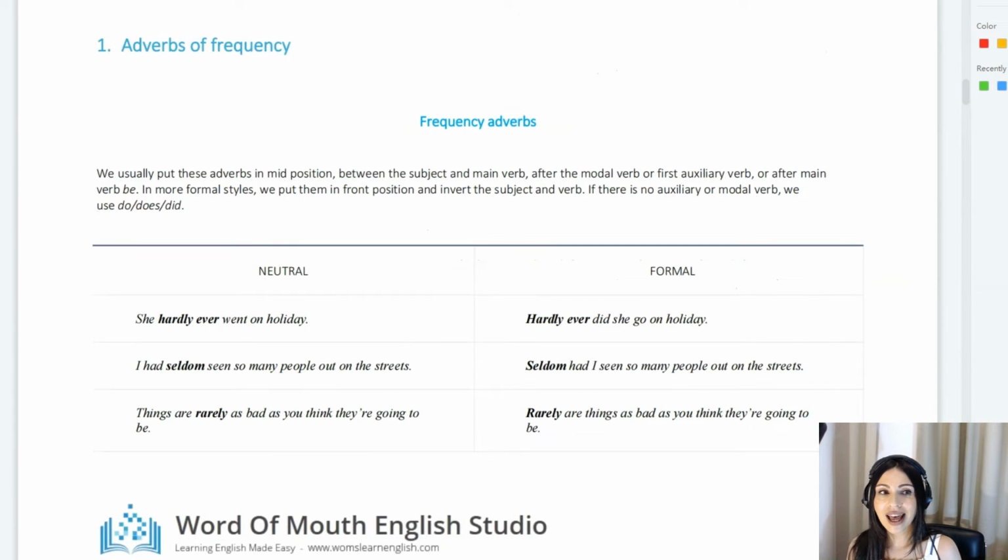Let's have a look at all these adverbs in detail. To start off with, let's go for adverbs of frequency. We usually learn these at A1 and A2 levels, and we usually put these adverbs in mid-position between the subject and the main verb, after the modal verb, or after the first auxiliary verb, or after the verb be, which is otherwise known as an auxiliary.